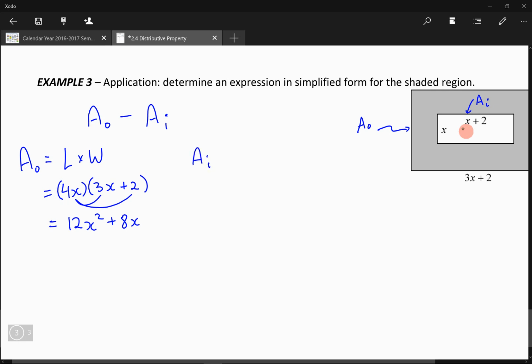Let's now look for the area of the inside. The area of the inside is going to be, again, length times width of that rectangle. The length is going to be x plus 2, and the width is going to be x. So it's going to be x times x plus 2. I'm just putting it in order so that the monomial is first and then the polynomial is in the brackets. Okay, expand. x times x is x squared. x times 2 is 2x.